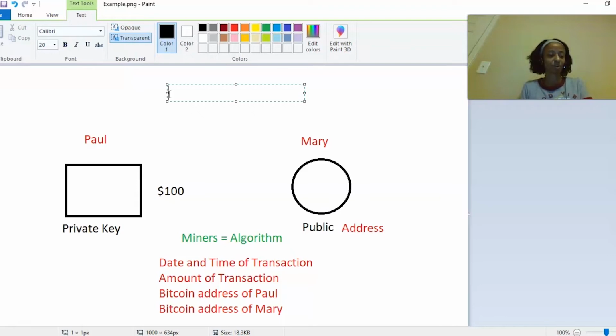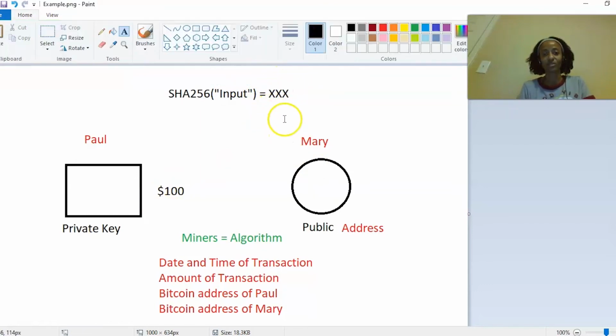a bunch of bits. Back in 2001, the NSA invented a security protocol called SHA-256. This security protocol, SHA, stands for secure hashing algorithm. What it does is take an input, whatever that input is, and in this case our input is the transaction of Paul to Mary, and it gives me an output that is 256 bits long. So this secure hashing algorithm will take the input, which is our transaction of Paul trying to send Mary $100, and give me a digest that's 256 bits long, saying that this was the transaction.